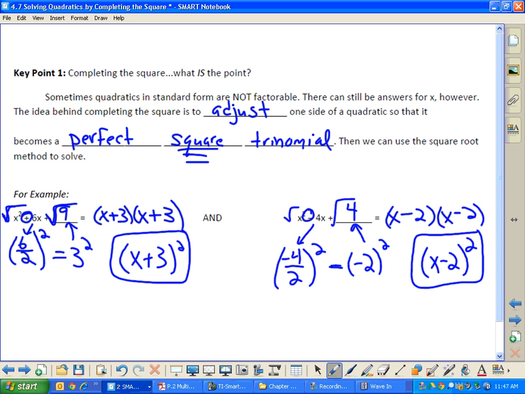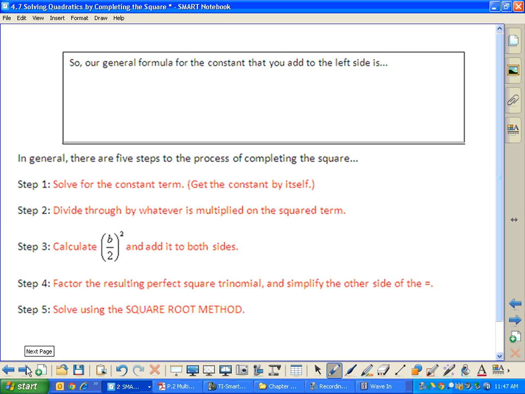Now, how does this help us solve a quadratic equation is probably what you're saying. Good question. I'm going to show you. In general, we have a formula for completing the square. That formula you need to pull out of today's lesson and memorize for now is b divided by 2 squared. Ultimately, there are 5 steps to completing the square.